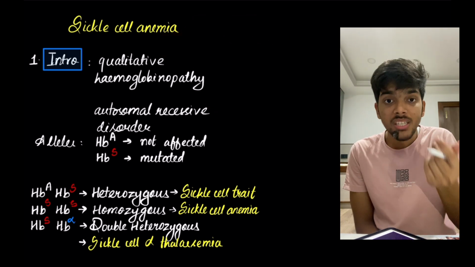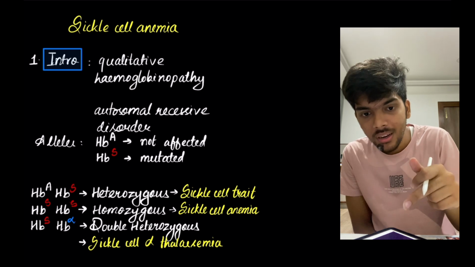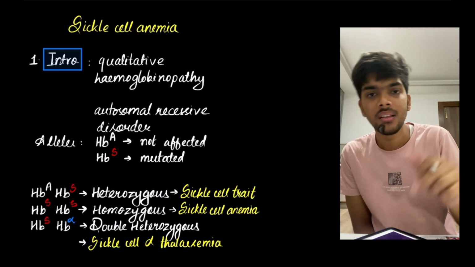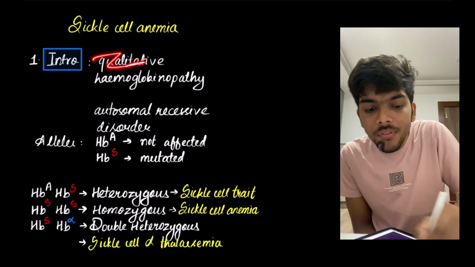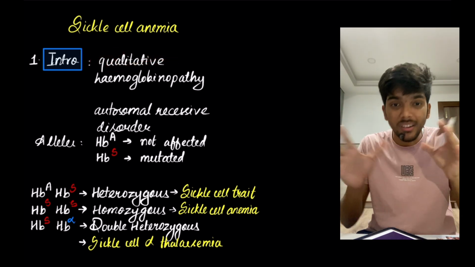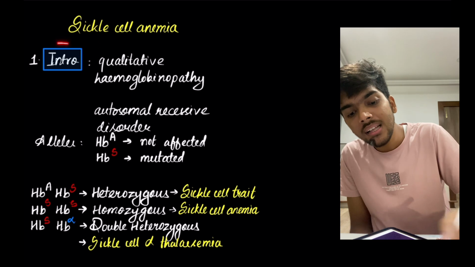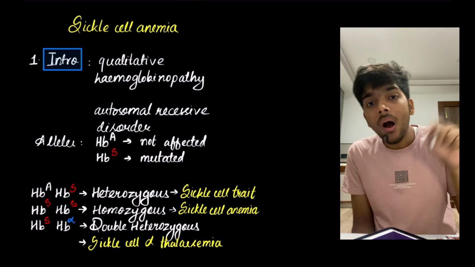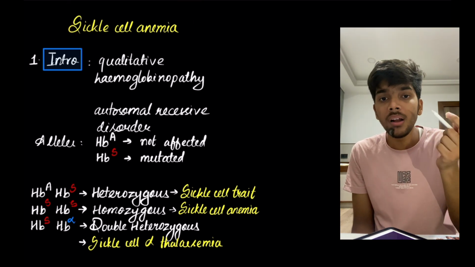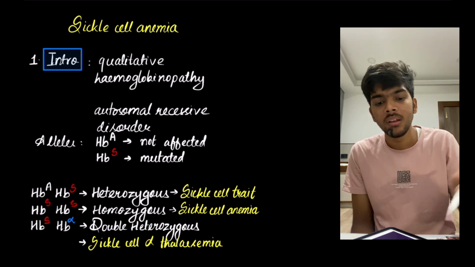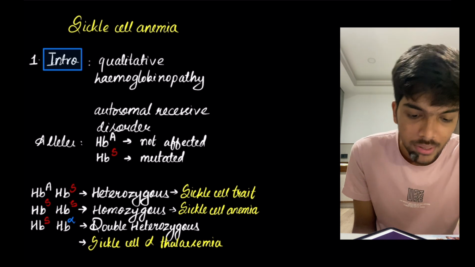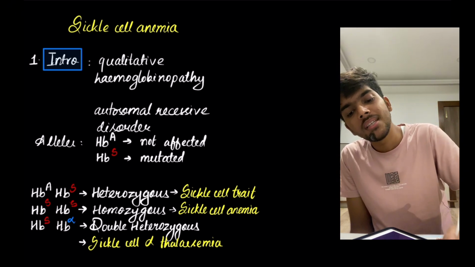If abnormality occurs in the structure of the globin protein, then qualitatively the hemoglobin is altered. The quality of the hemoglobin is altered, not the amount, not quantitative. So in sickle cell anemia, it is the quality of hemoglobin, due to alteration in the structure of the globin protein, that we get a qualitative hemoglobinopathy.